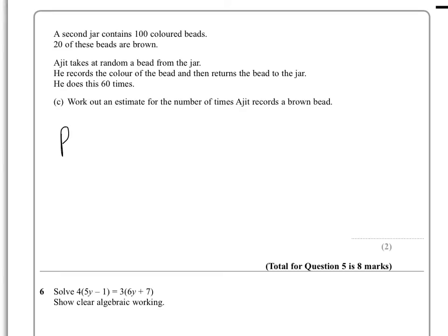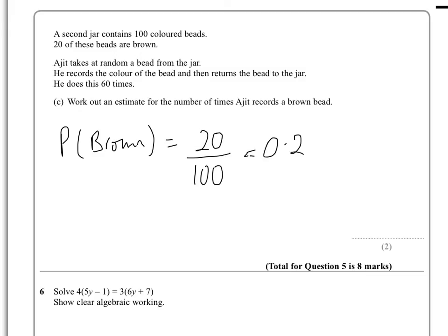So the probability of a brown bead is equal to 20 out of the 100, and that gives us 0.2. Now we're told that he does this 60 times.